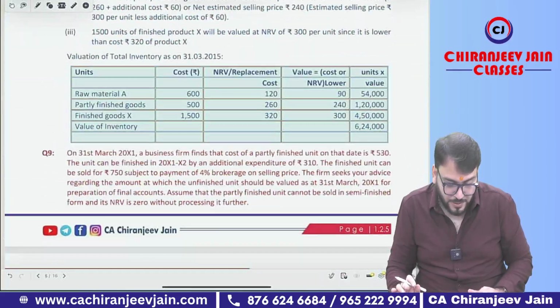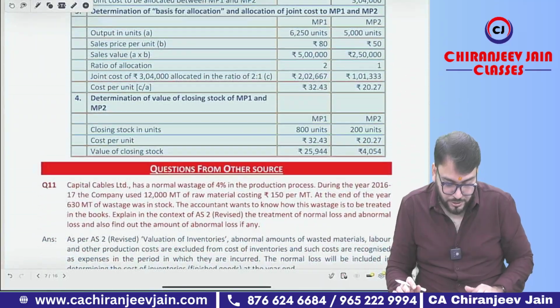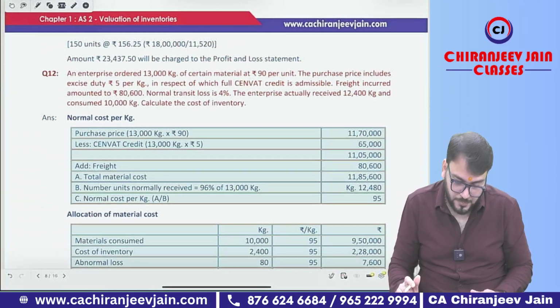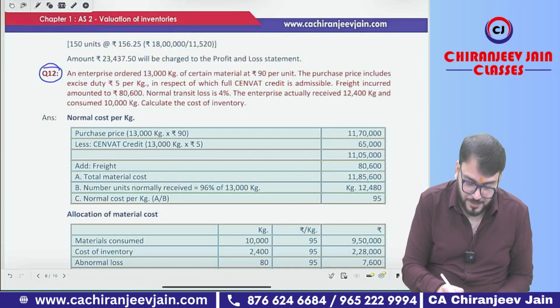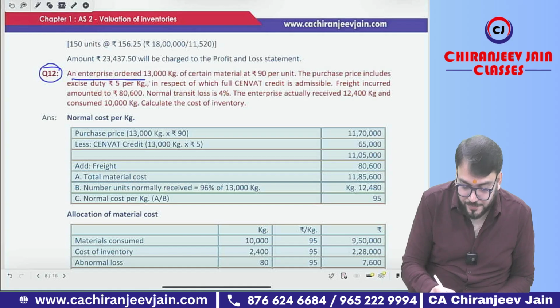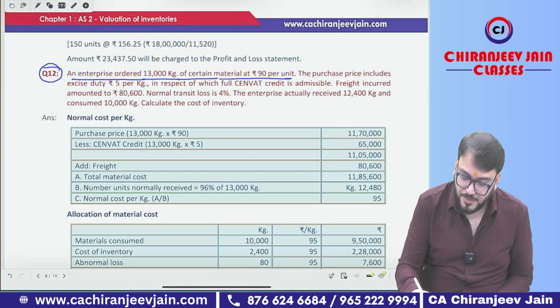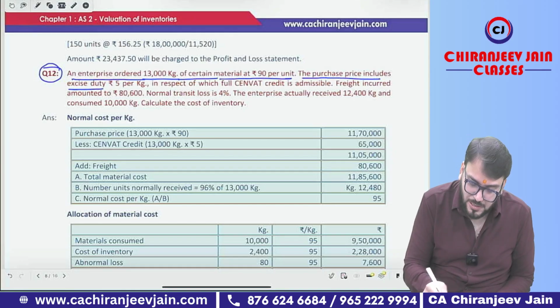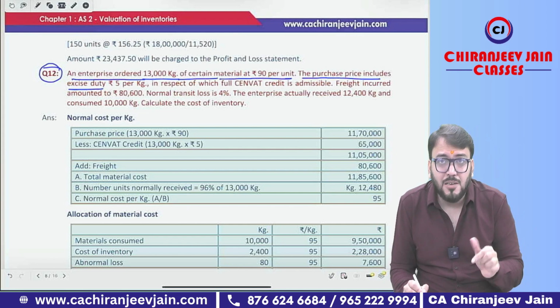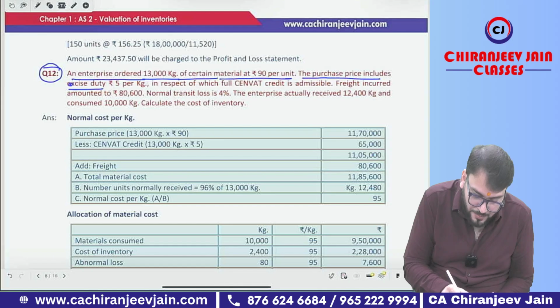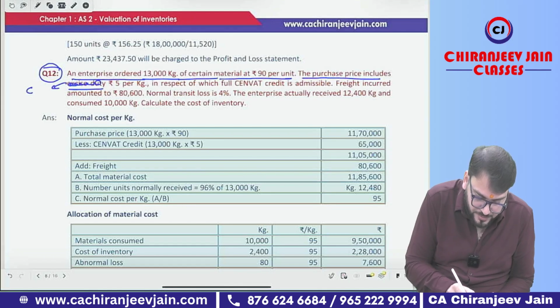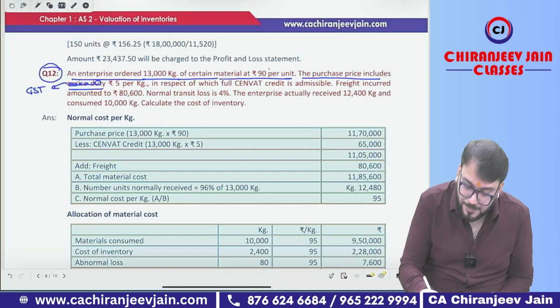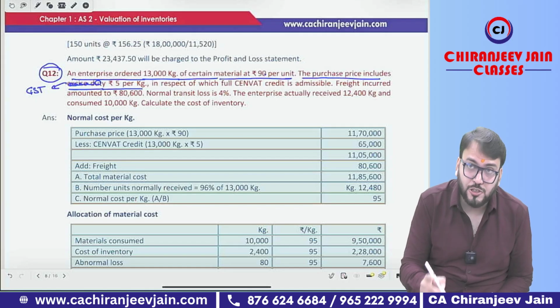Okay. Come to one more question. Question number 12. What is given? An entity ordered 13,000 kg of certain material at rupees 90 per unit. The purchase price includes excise duty. Now, better you convert excise duty to GST, because now they will give you GST. It includes GST. It means 90 rupees includes GST of rupees 5 per kg. So 90 is inclusive of 5.